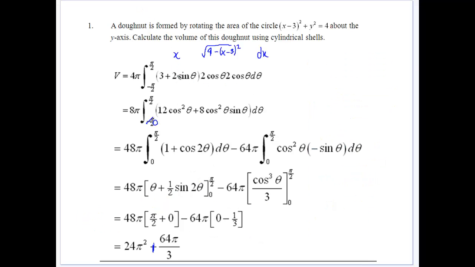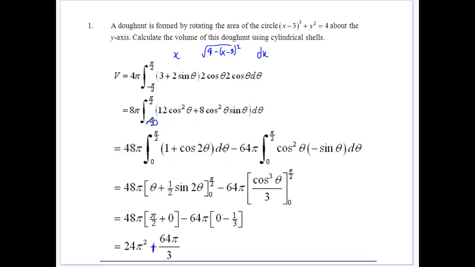So this is what we get. The x is 3 plus 2 sine theta, 2 cos theta comes from that one we just proved, and dx is 2 cos theta d theta. Then we're going 4 pi from minus pi on 2 to pi on 2, which, because it's symmetrical, we're going to make 8 pi and go from 0 to pi on 2. Expand that out, we get 12 cos squared theta and 8 cos squared theta sine theta. We're going to split it up, so the 12 cos squared theta we change to a half of 1 plus cos 2 theta, and half of the 12 gives us 6, so the 6 multiplied by the 8 gives us 48 there.